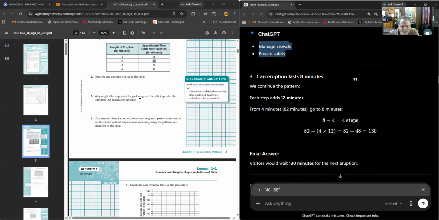Number three. If an eruption lasts 8 minutes, how long must park visitors wait to see the next eruption? Explain your reasoning using the patterns you identified in the table. All right. Well, each step adds 12 minutes. So we continue the pattern, 12 minutes each step. From 4 minutes, which is 82 minutes. So let's look over here. 4 minutes and 82 minutes.